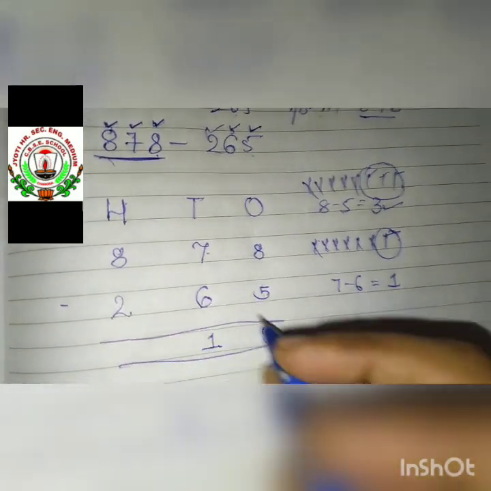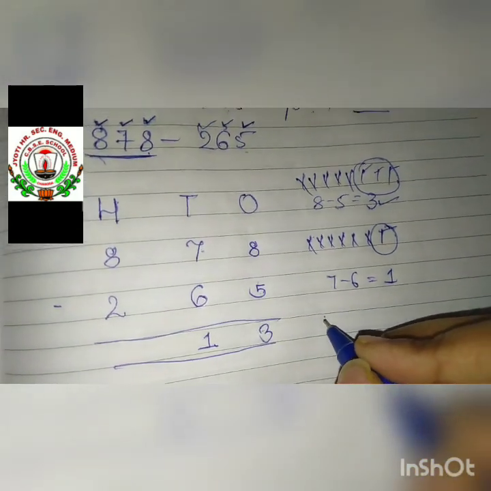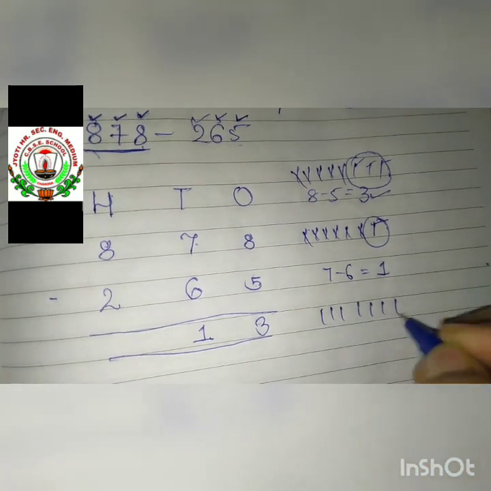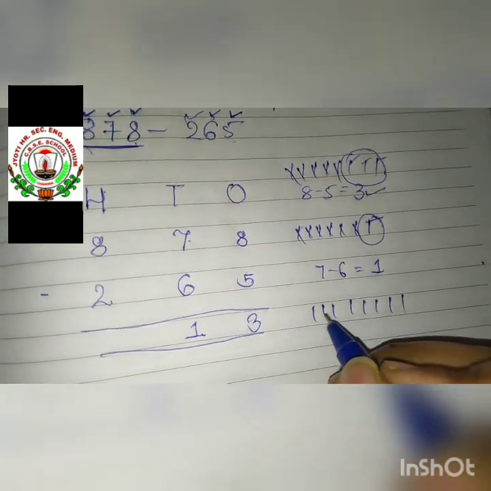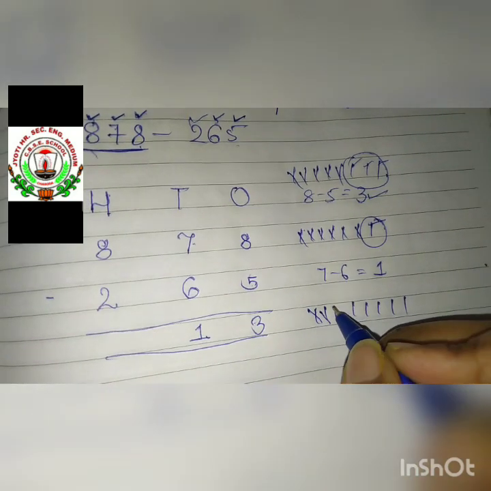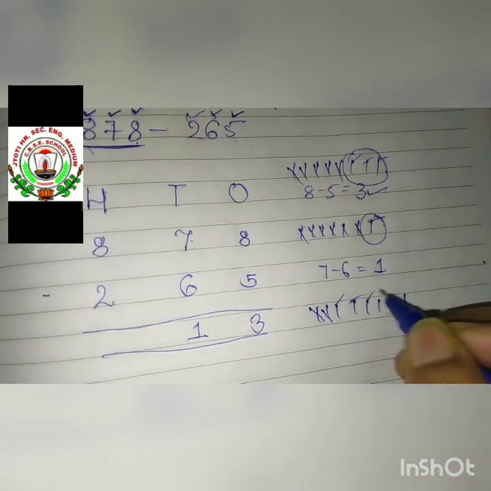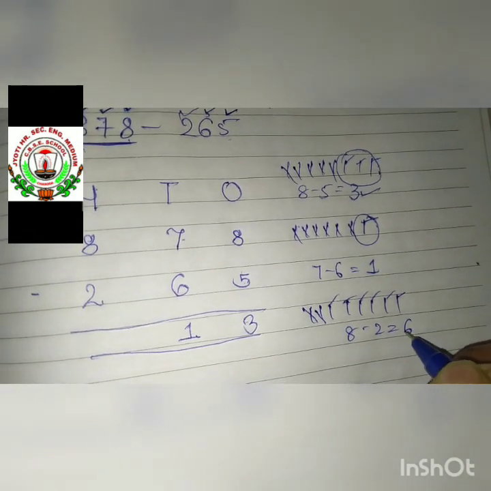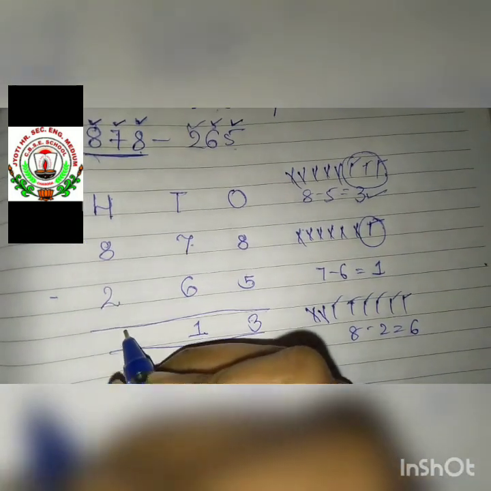Now coming to the hundreds column, we have 8 minus 2. So we will make 8 sticks like this. And we have to deduct 2 sticks from them. 1, 2. How many left, children? Count with me. 1, 2, 3, 4, 5, 6. So we are left with 6 sticks. So 6 will come under the hundreds column.